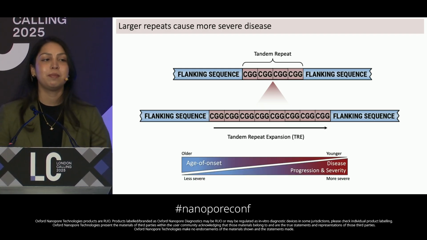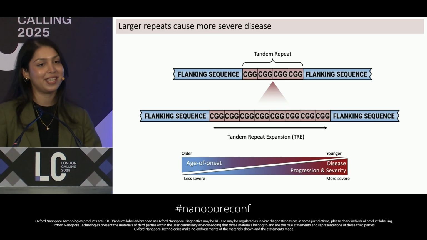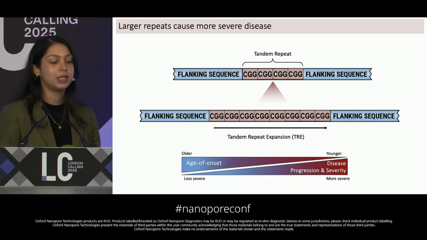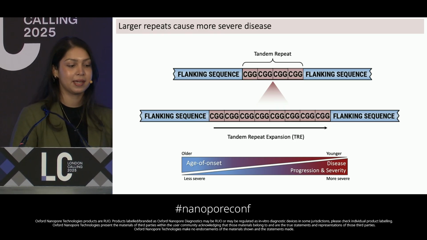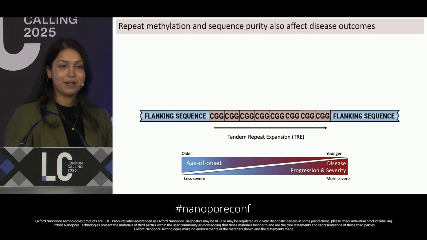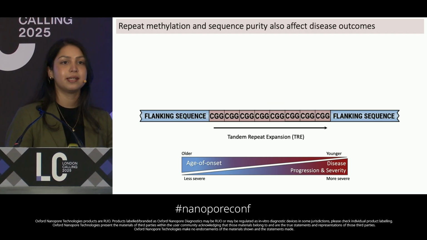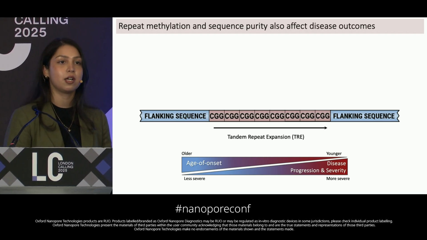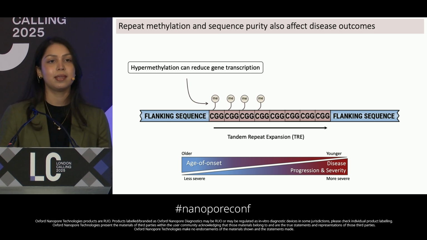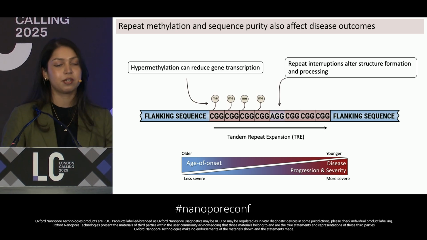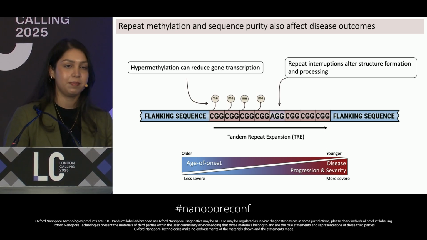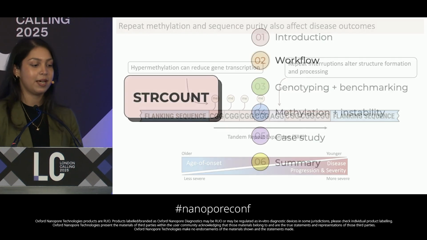Now, for most people, this is where characterization ends, where they'll mostly only look at size of these repeats. But there are other factors that are quite important to get a holistic picture of how these repeats contribute to disease, including methylation and sequence interruptions within the actual tandem repeat. So that's what I'll be talking about today.